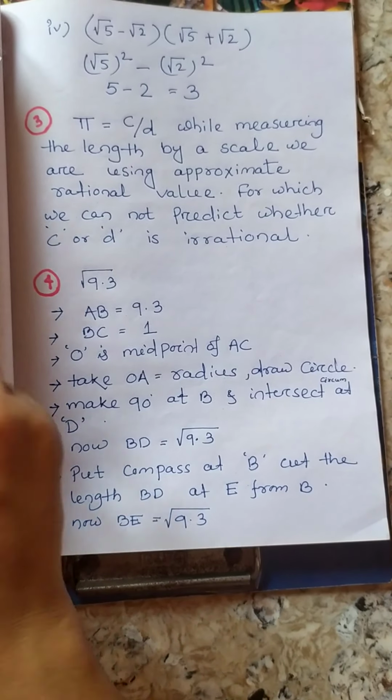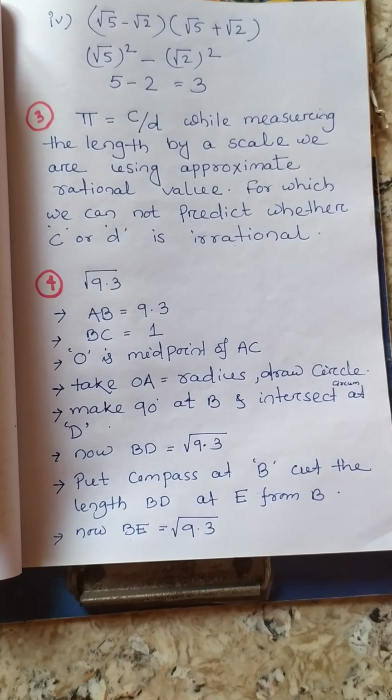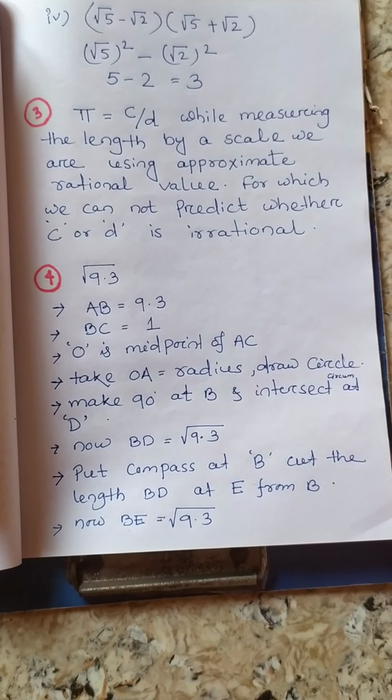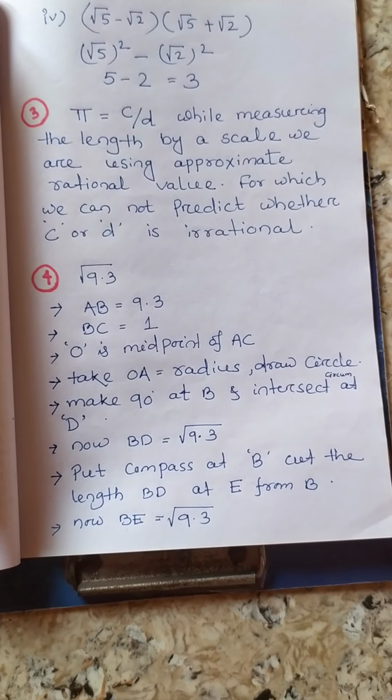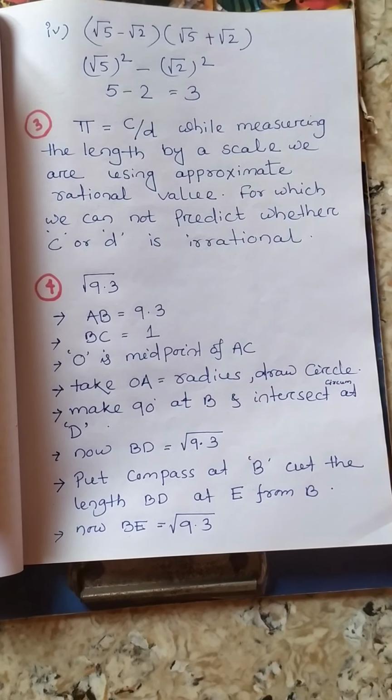Coming to question number 3, it says recall pi is defined as the ratio of the circumference of a circle to its diameter, that is pi is equal to c by d. This seems to contradict the fact that pi is irrational. How will you resolve this contradiction?